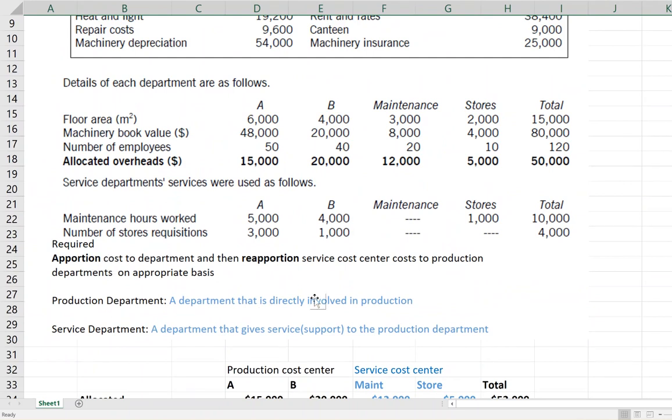So we have production department and service department. Let me explain that. Production department is a department that is directly involved in production, and then service department is a department that is not directly involved in production, but it helps the production department. It supports the production department. Service departments could be warehouse, canteen.